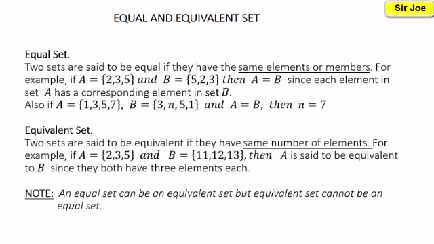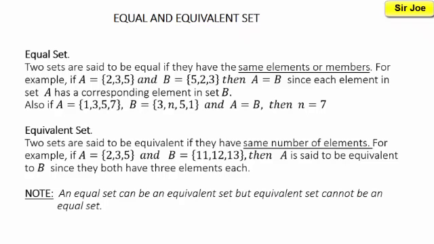So note that an equal set can be an equivalent set, but an equivalent set cannot be an equal set. That's what I was talking about. An equal set can be an equivalent set. If you look at the example of the equal set over there, A equals {2, 3, 5} and B equals {5, 2, 3}. They all have how many elements? 3, 3. So it can also be an equivalent set. But an equivalent set cannot be an equal set.